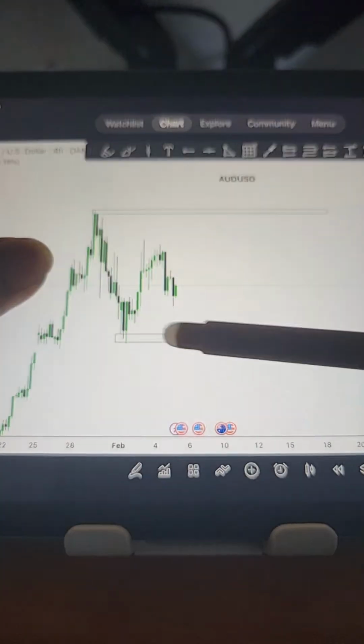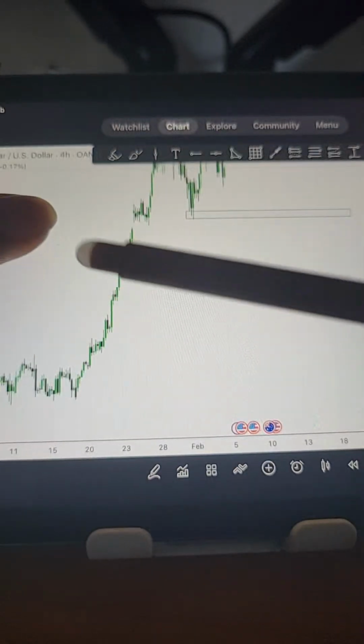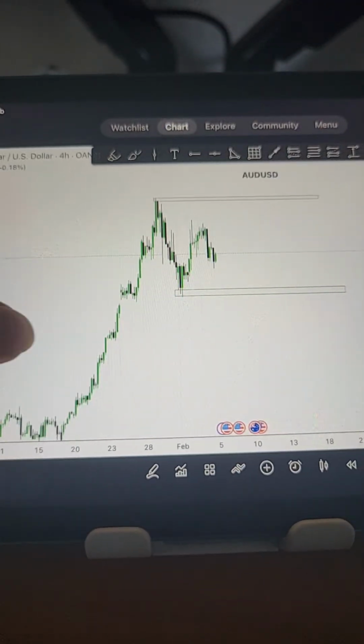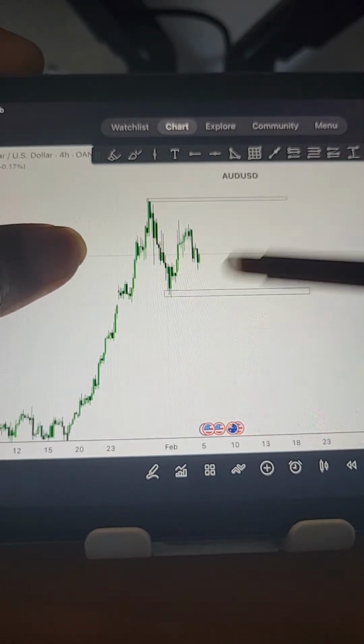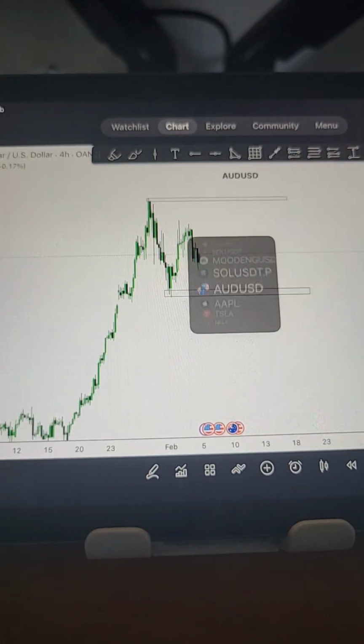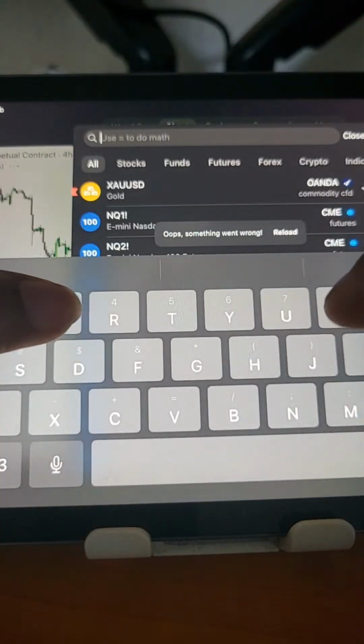So if price breaks down, a short sell all the way down to this zone. So I'll just wait and see what price will do next. So for now, price is still ranging inside this zone. So let me go to another chart and let me check Euro USD.